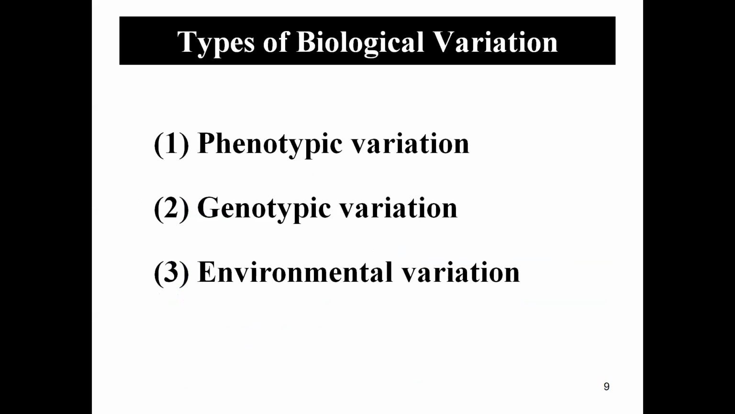What are the types of biological variation? We studied in previous classes that phenotype is the joint product of genotype and its environmental effect. So for phenotypic value, there will be phenotypic variation. For genotypic value, there will be genotypic variation. For environmental fluctuation, there is environmental variation. So overall, there are three types of variation: phenotypic, genotypic, and environmental.